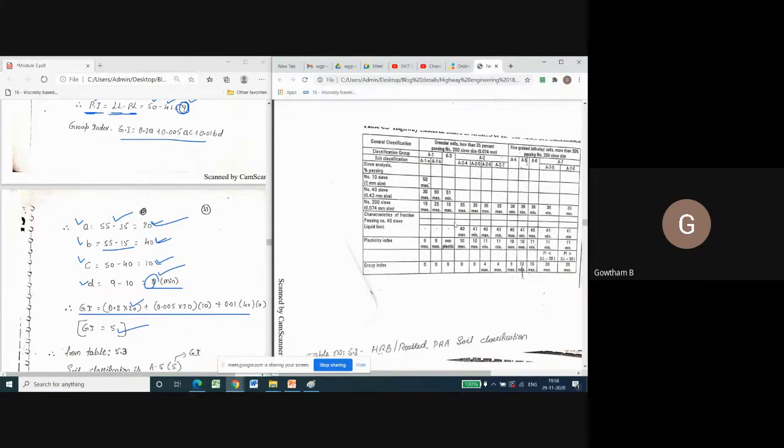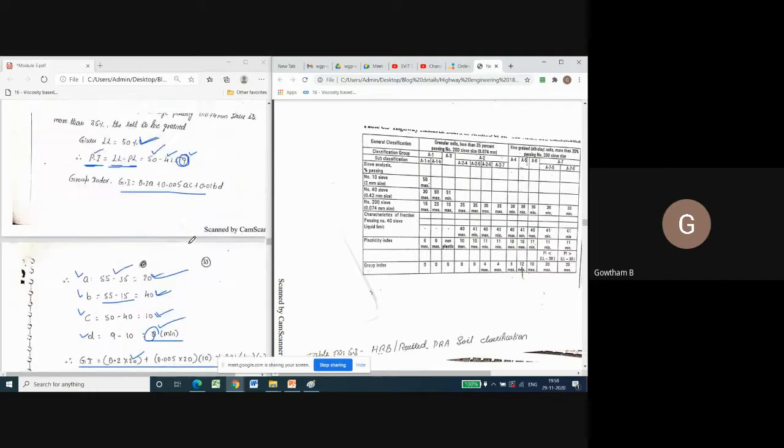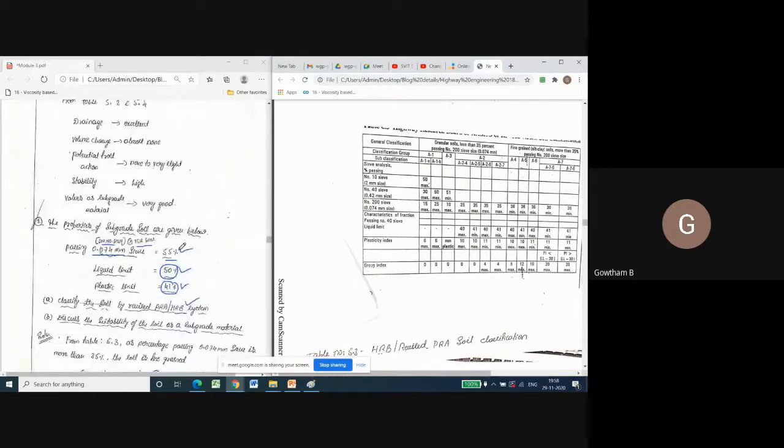Yes, this is the chart we are using in order to classify the soil. Here what we have to focus on is that in this chart we require three data. What are all those data? We require the percentage of soil passing through the 75 micron sieve, the liquid limit of the soil, and the plasticity index. You already found these in the problem.